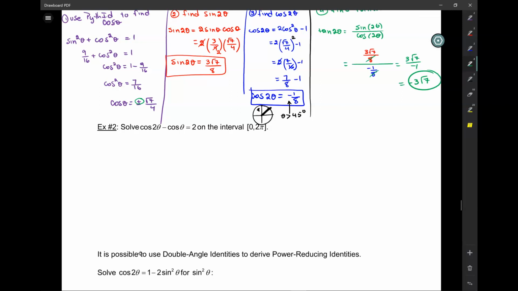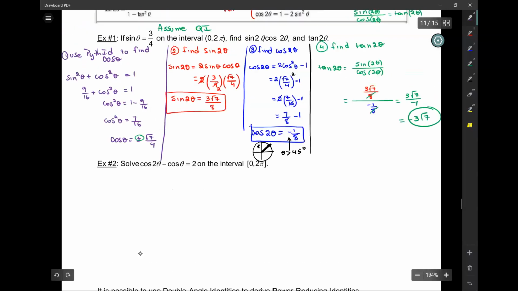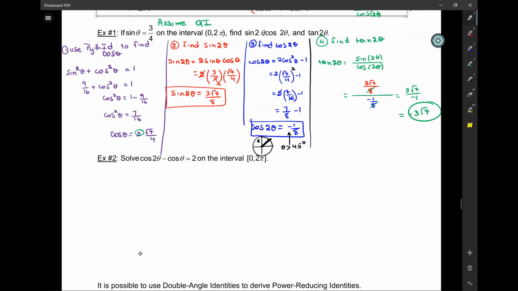Let's solve a problem. So, cosine 2 theta minus cosine theta is equal to 2. What's the problem here? What's the issue? What do we have a mix of? A double and a single angle. Not cool. It has to be all in terms of single angles.